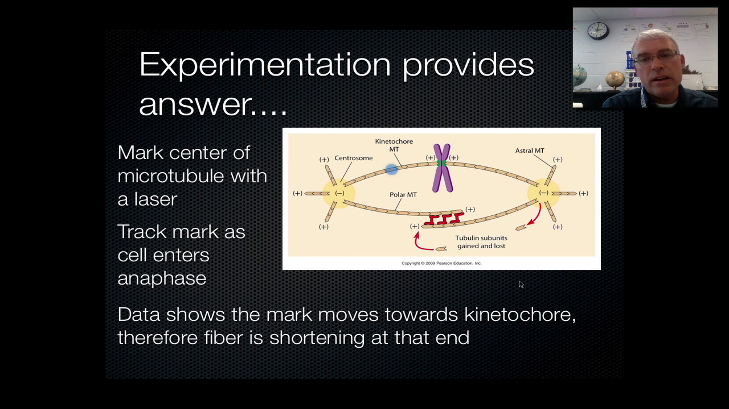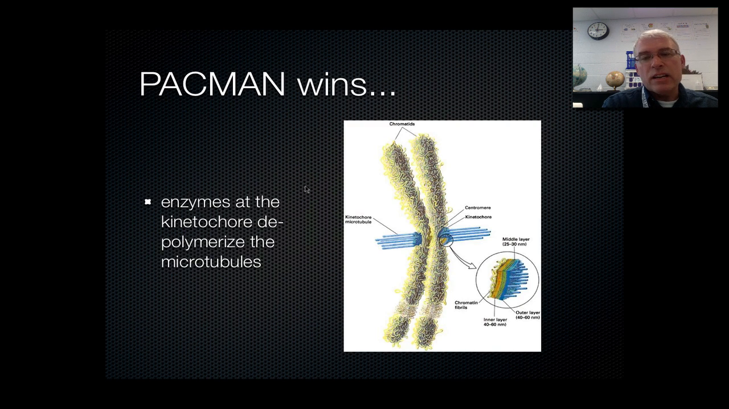And I'll just animate it here. So that proved that you actually have the Pac-Man theory winning. The kinetochore microtubules are being taken apart, or depolymerized, here at the kinetochore end. So you can think of it as little Pac-Man chewing at it this way. And as they shorten it from this end, each of the chromatids then pulls apart and moves to opposite poles.